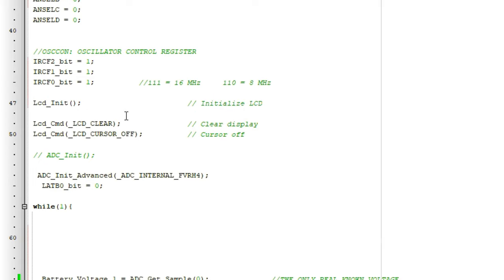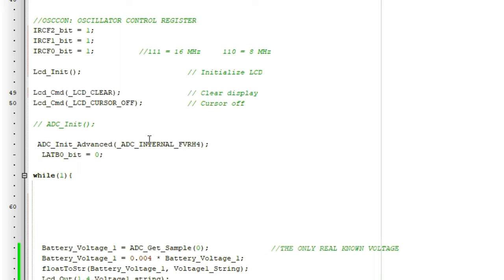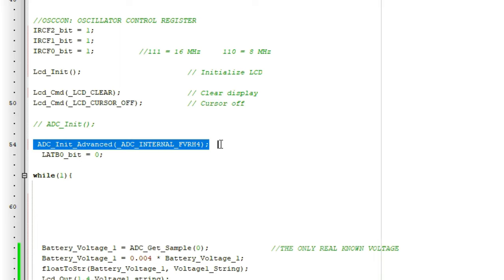Let's initialize the LCD, clear the display. This is important. I've used the ADC initialization advanced feature provided by Microelectronica. And in here, ADC internal VREF H4. That uses the internal reference times 4. The internal voltage reference 1024, double it at 2048, quadruple it, or times 4, 4096. So this 4096 volts is the internal battery reference.